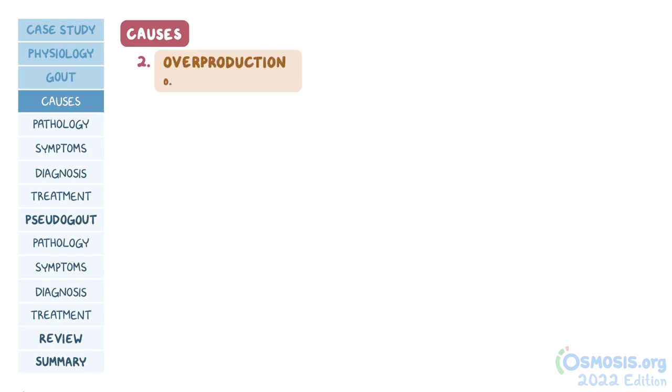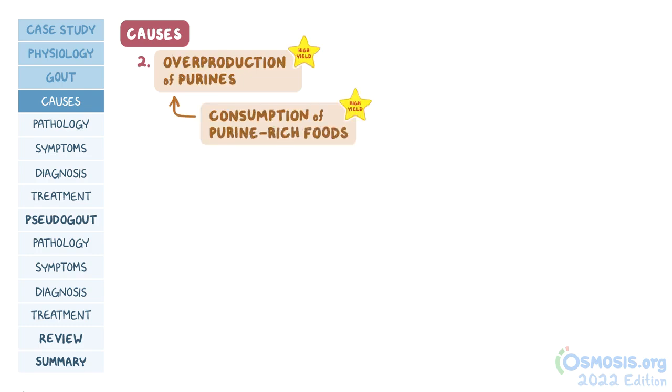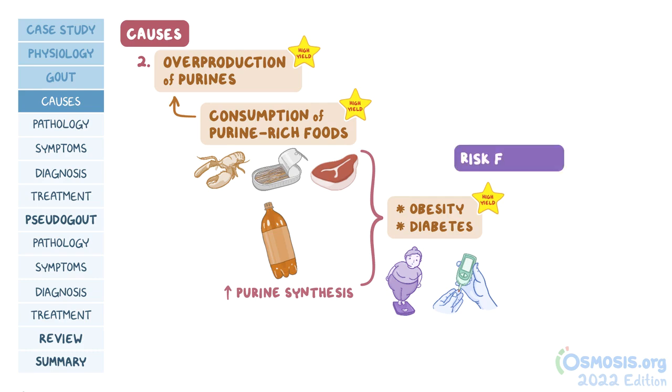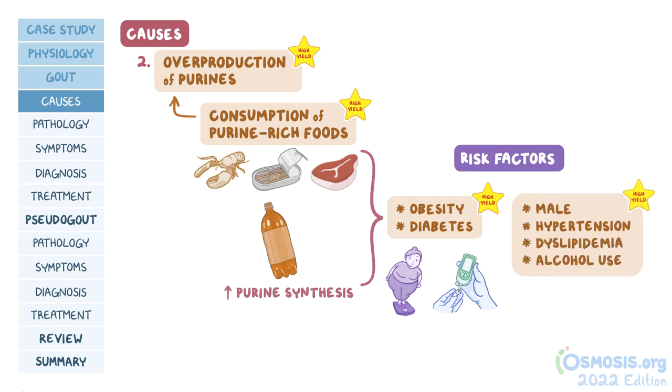Second is overproduction of purines. This can occur with increased consumption of purine-rich foods, such as shellfish, anchovies, and red meat. High fructose corn syrup containing beverages can contribute to hyperuricemia too, usually by increasing purine synthesis. Also, these kinds of foods and drinks can lead to obesity and diabetes, both of which are risk factors for gout, alongside male sex, hypertension, dyslipidemia, and alcohol use.